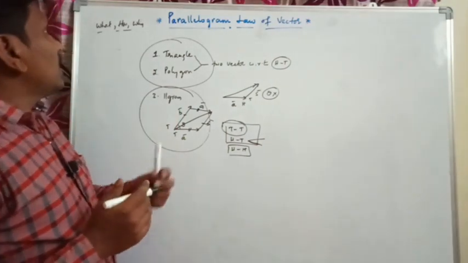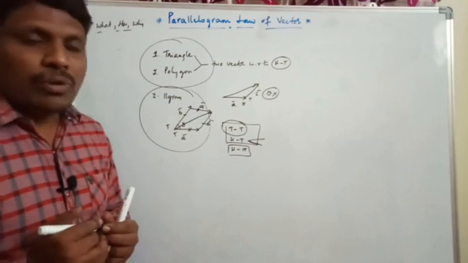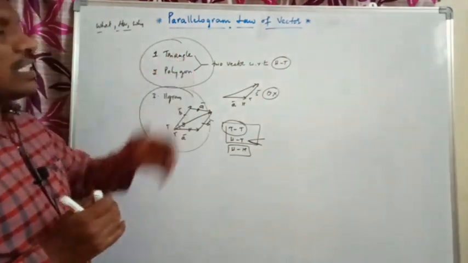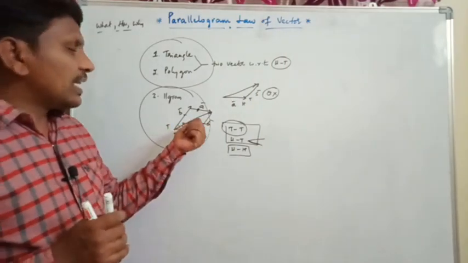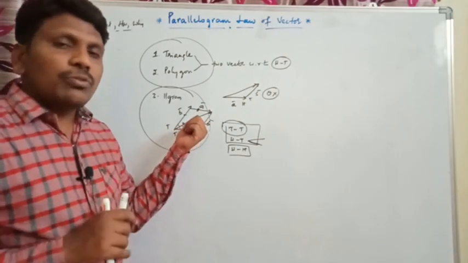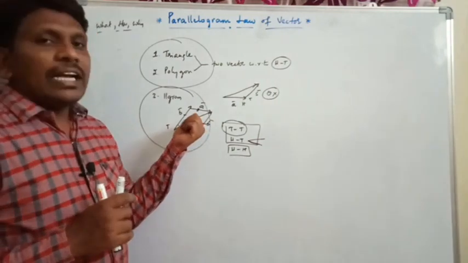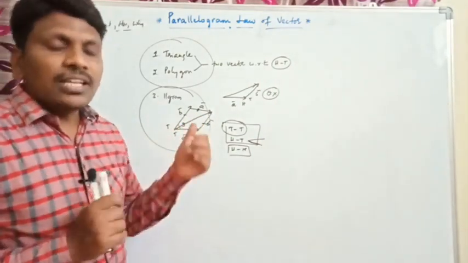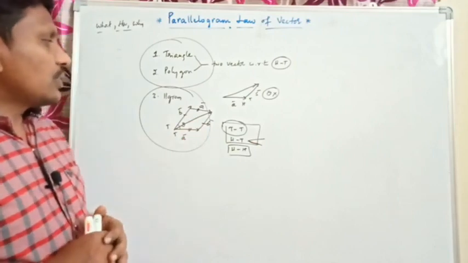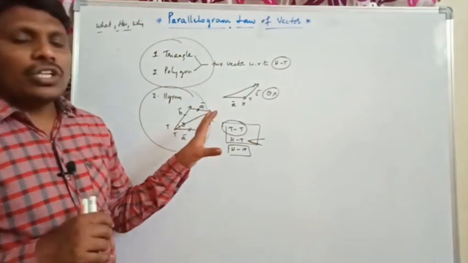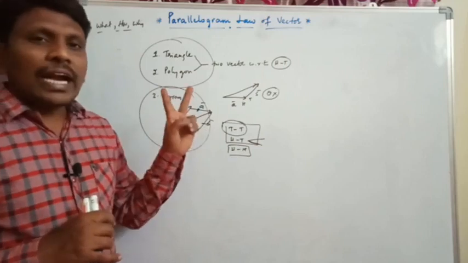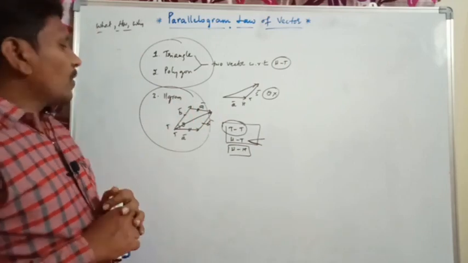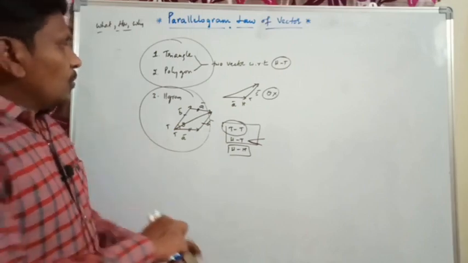Now let us see in detail what the parallelogram law tells us, what the principle of the parallelogram law is, and how we can understand it, in which there is a diagonal which has both magnitude and direction. Here we are going to find the expression for the magnitude and direction of the resultant vector in the parallelogram law. Now let us go through it in detail.